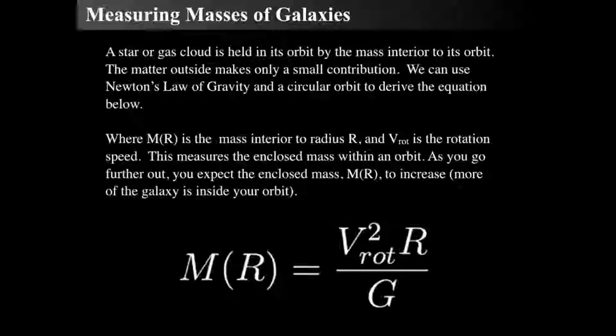So let's look again at this. A star or gas cloud is held in its orbit by the mass interior to its orbit. That's the real trick there. The matter outside makes only a small contribution and mostly perturbs the orbit at best. So we use Newton's law of gravity and the circular orbit to derive the equation below. Notice we got rid of that number 2, because now we're just looking at a single object orbiting a single mass. That's basically Kepler and Newton coming together for an object orbiting another object in a circle. So the mass interior to the orbit, M sub r, is equal to the speed in the circular orbit squared, times the radius of the orbit, divided by Newton's gravitational constant G.